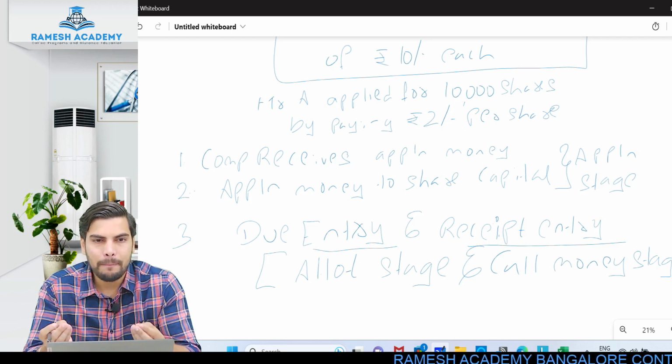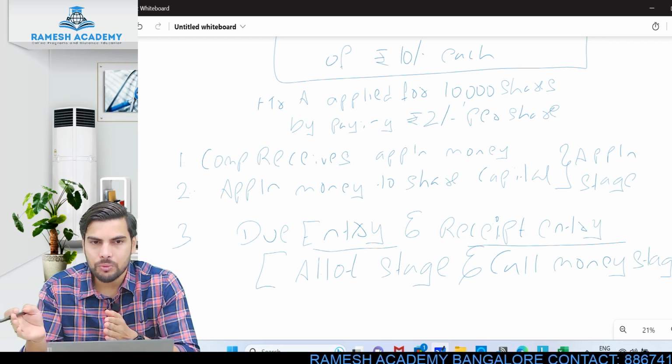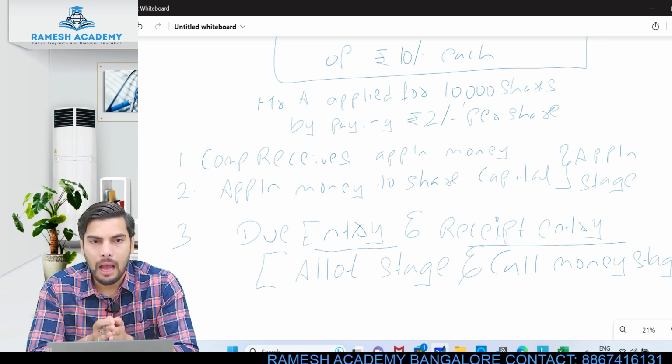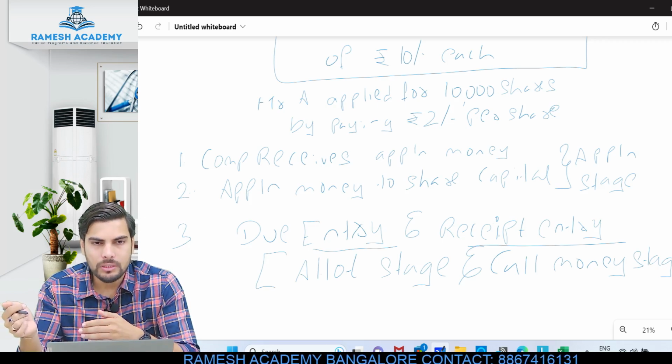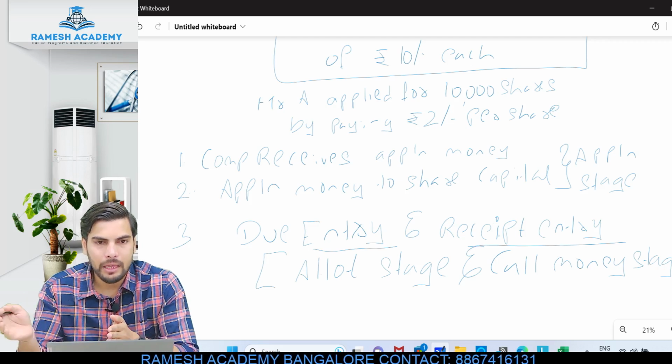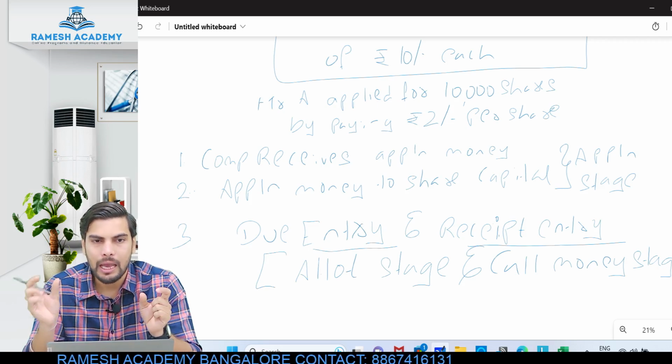First thing is the company collects the application money. After that, what do they do? They ultimately transfer it to the share capital. Okay, after that, from the second stage and then onwards, what is the second stage? Allotment stage, and then onwards, that is the call money stage. We just need to pass something called as due entry and receipt entry.